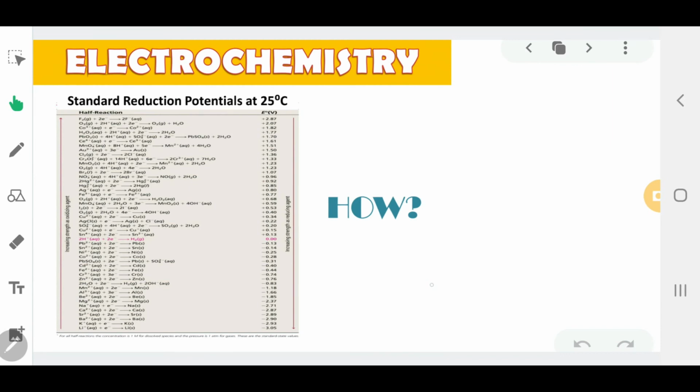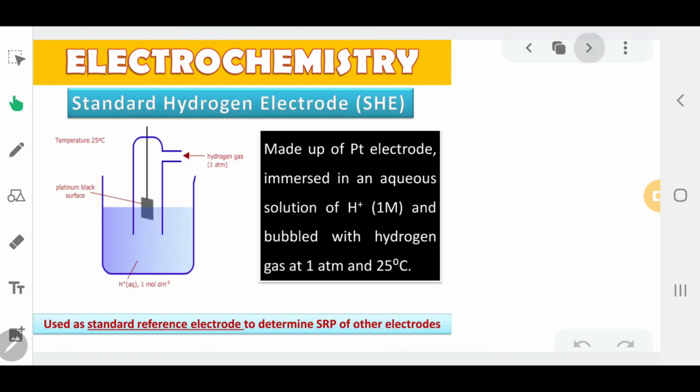Now, the question is, how can all the scientists get all the values over here? We have this very comprehensive table compiling all the E naught values for all of the half cells. And how did the scientists do that? The answer is, what they use is the standard hydrogen electrode, SHE. The standard hydrogen electrode is used as a standard reference electrode to determine the SRP of other electrodes.